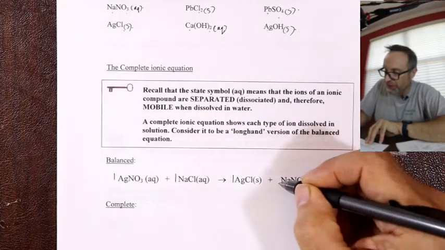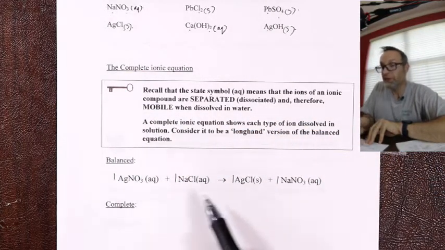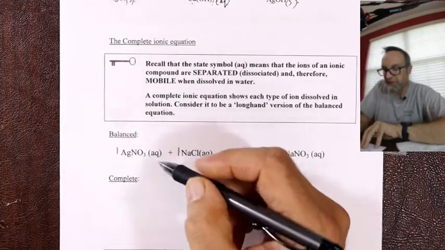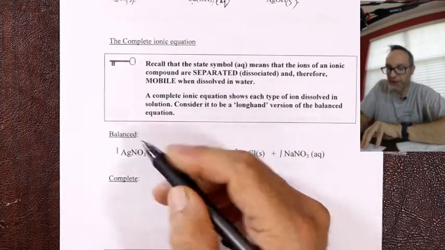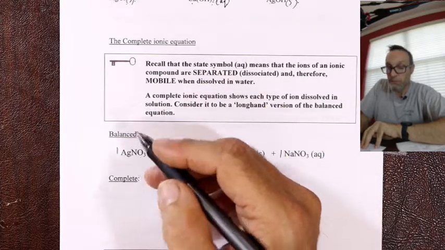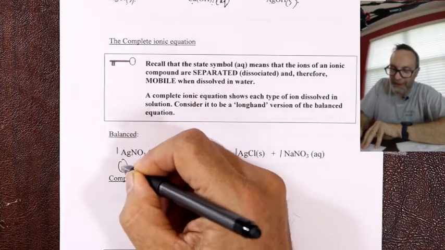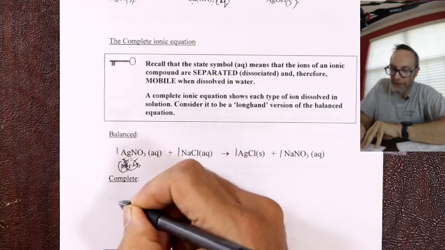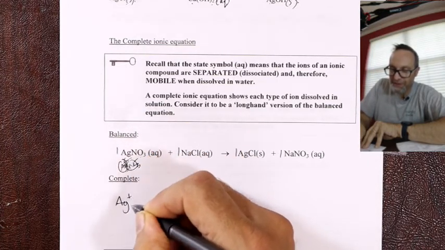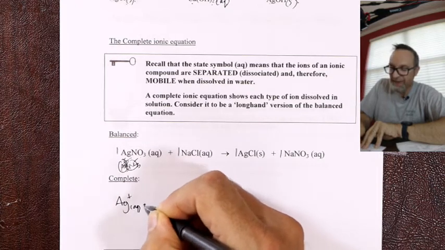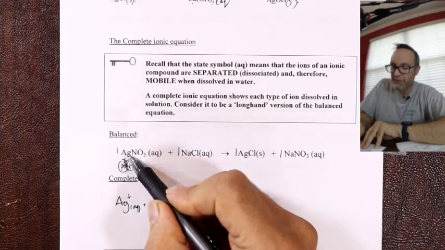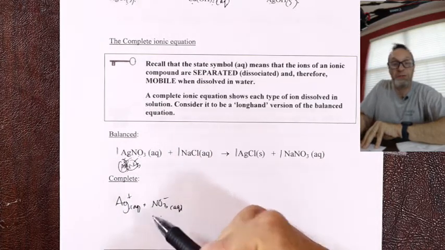If you do the first couple, draw pictures. So if I've got AgNO3, there's one Ag and one NO3. If I split it up, I've got Ag plus stuck to NO3 minus. If I split it apart, what do I get? Ag plus aqueous and NO3 minus aqueous. That's what I get when I break it apart. Just do that math backwards.